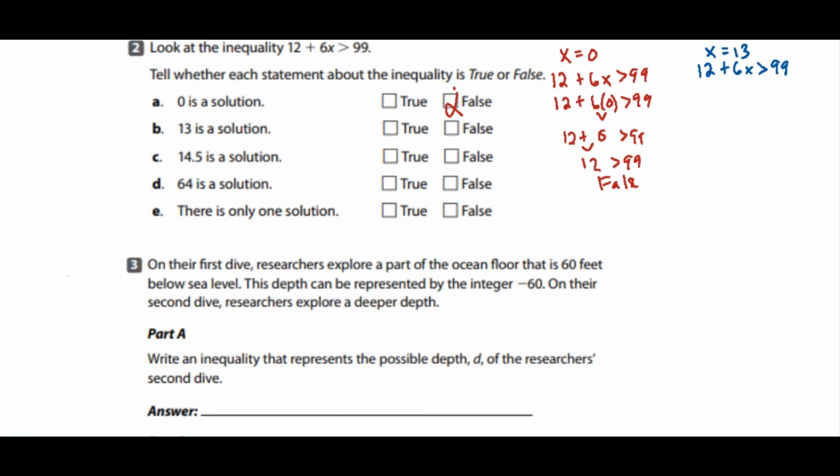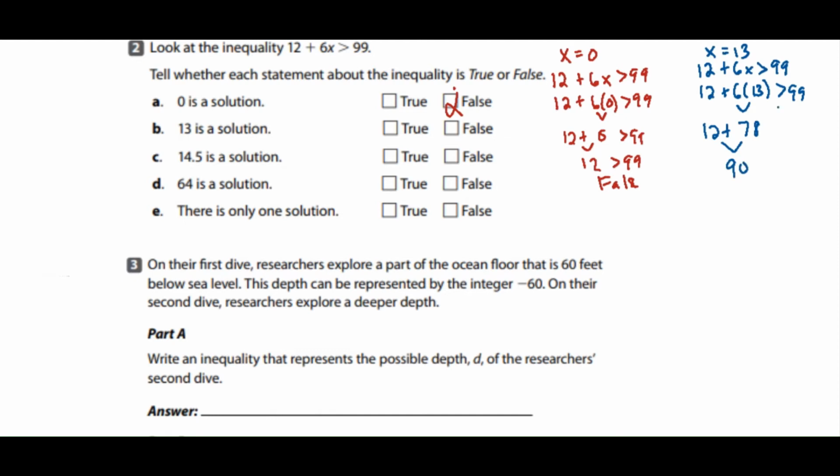So I'm going to put 12 plus 6 times 13. It has to be greater than 99. In the order of operations, multiplication comes first. So I'm going to multiply 6 times 13, and that's going to give me 78. And then I'm going to add 12, and that's going to give me 90.